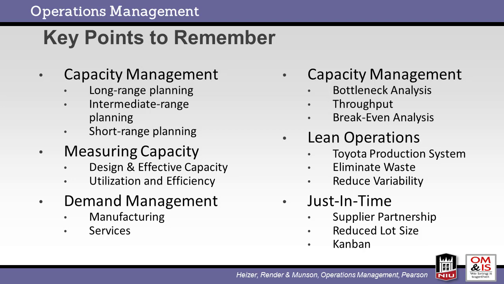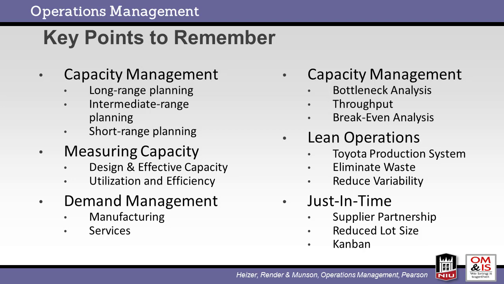Design and effective capacity are the theoretical and practical expected levels of output. Utilization and efficiency measure the actual performance of the operation. Demand is managed for both products and services to balance customer needs with operational capacity. Bottleneck analysis finds the weakest link in the production chain by finding the process with the lowest throughput. The overall operation is only as fast as the bottleneck. We focus our improvement efforts on the bottleneck.